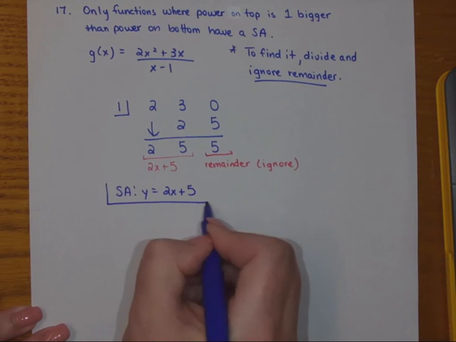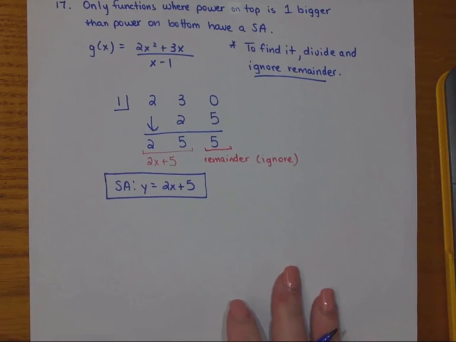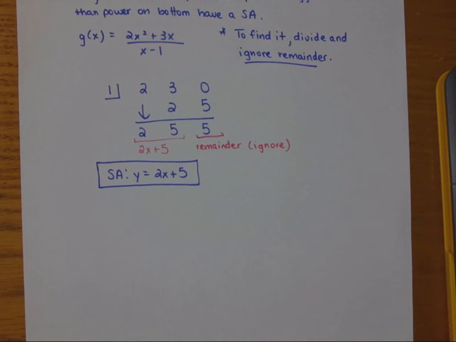So I probably will ask you to find a slant asymptote or describe why this function would have one versus another, but I won't ask you to actually graph one that has a slant asymptote. So you just really need to know how to find it. You don't have to know how to graph it.